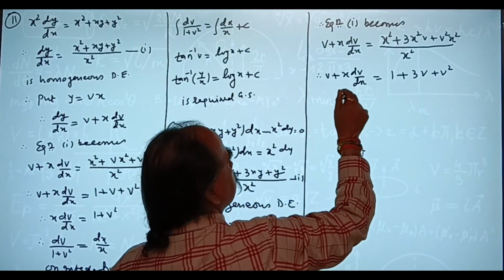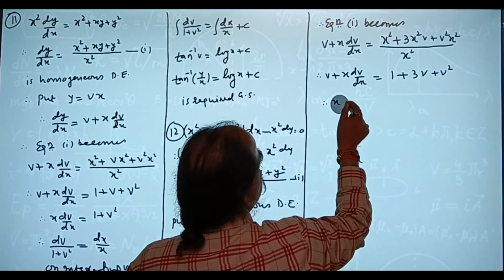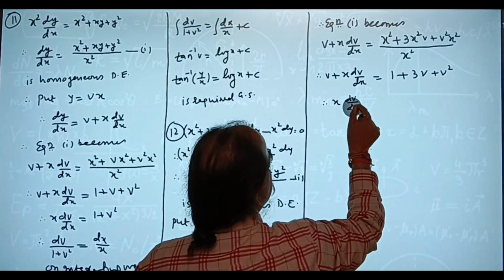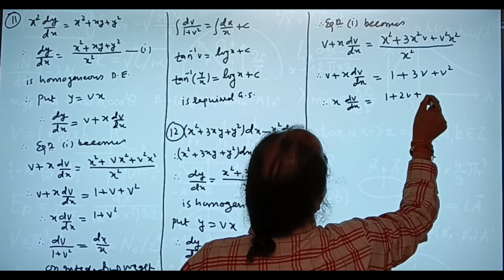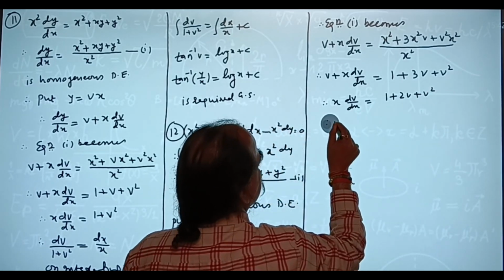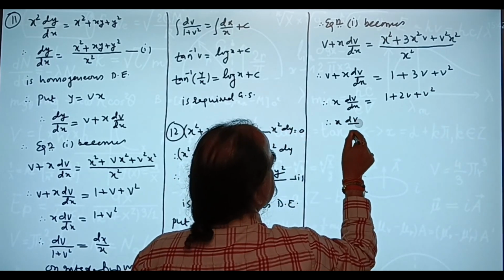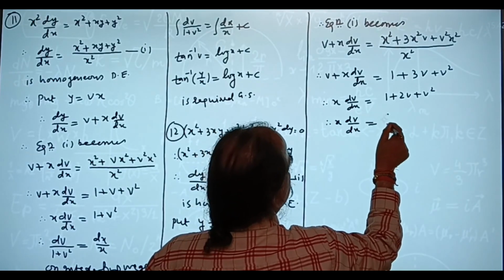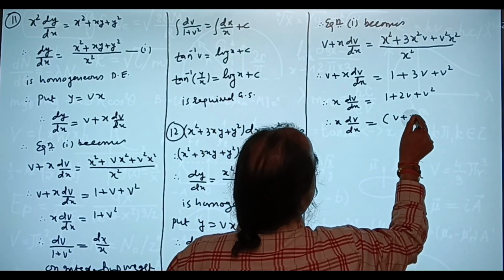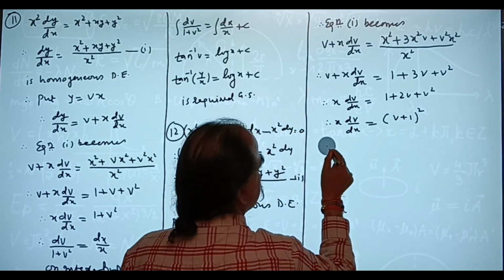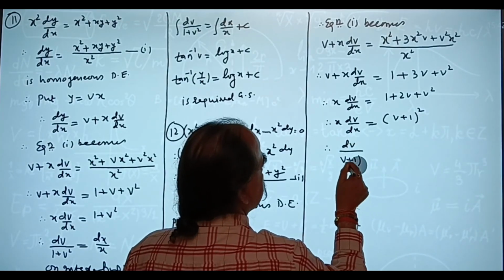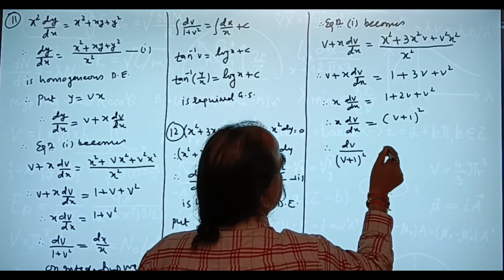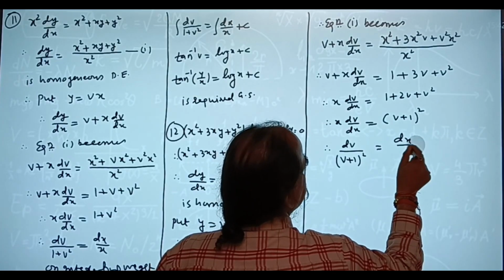3v minus v will give you 2v. So x dv by dx is 1 plus 2v plus v square. x dv by dx is what? v plus 1 the whole square. So dv upon v plus 1 the whole square is equal to dx upon x.